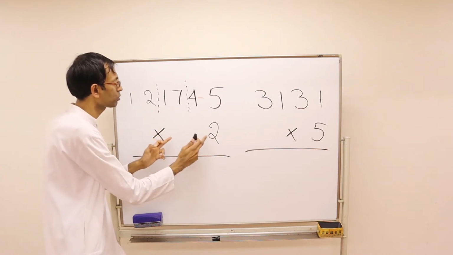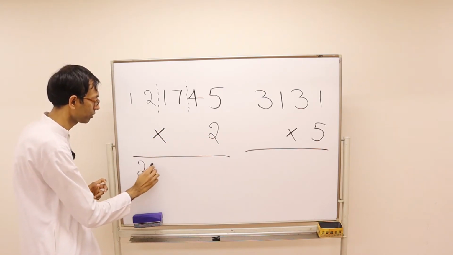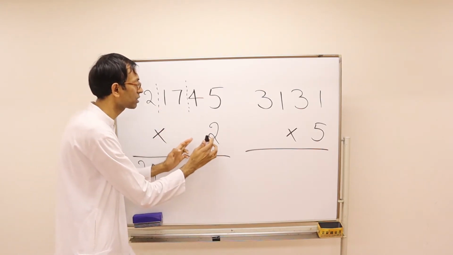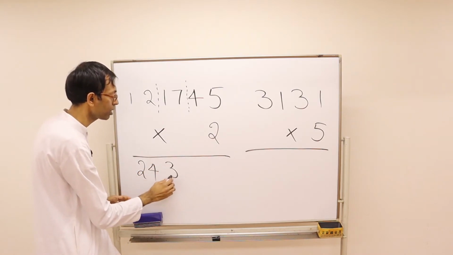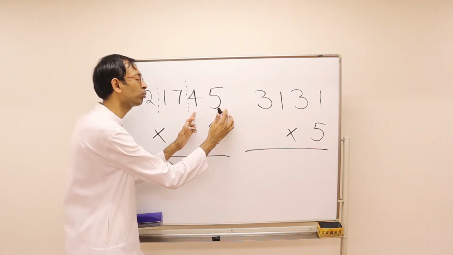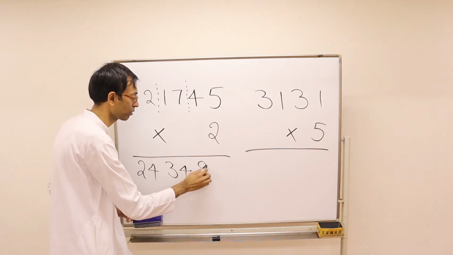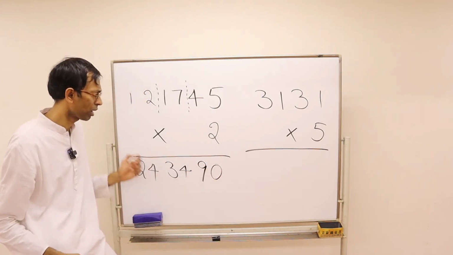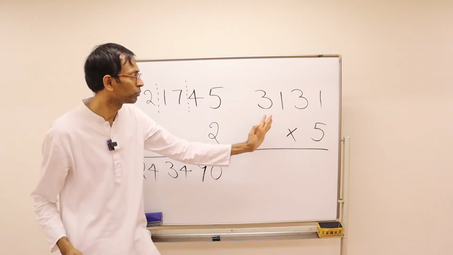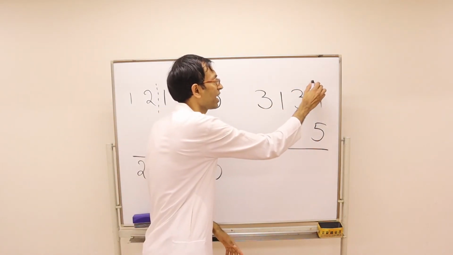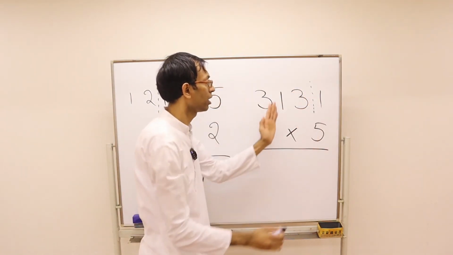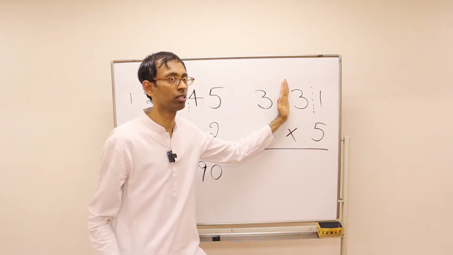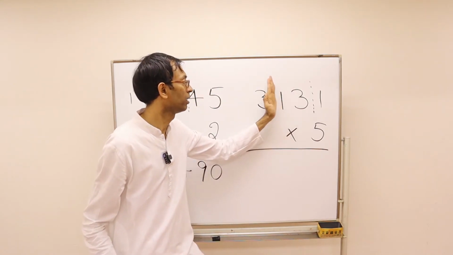So 12 times 2 is 24. 17 times 2, 34. 45 times 2, double of 45 is 90. As simple as this. And how about here? Can we split here? Yes, there is no carry here. Can we split here? 5 times 3 is 15. Okay, we can't. How about here?